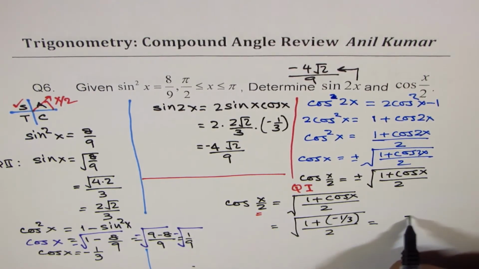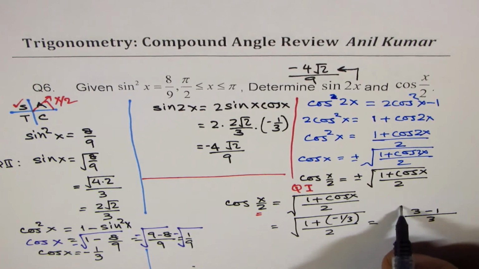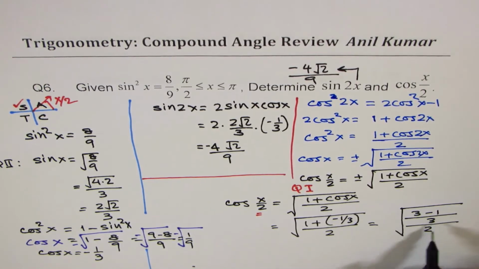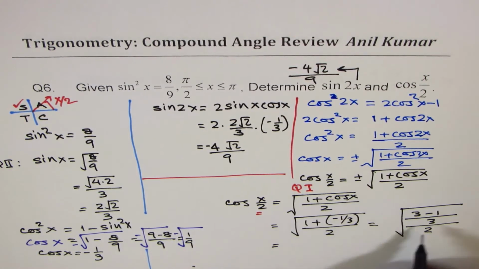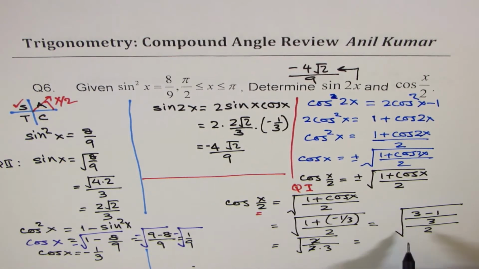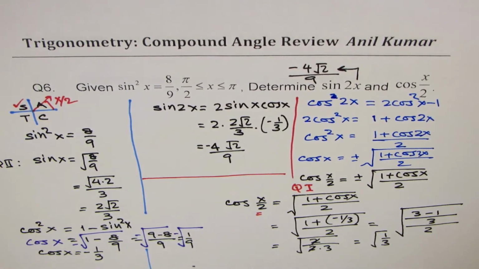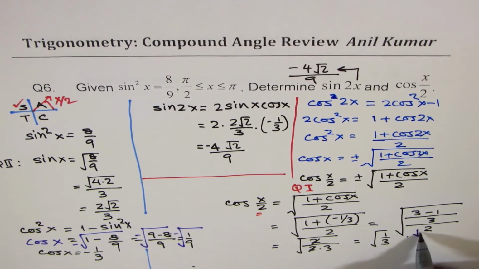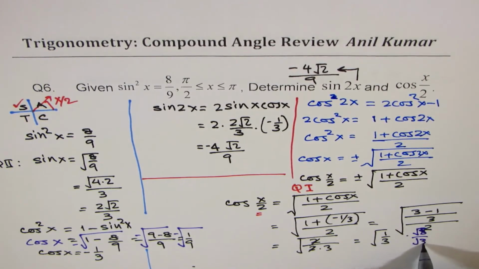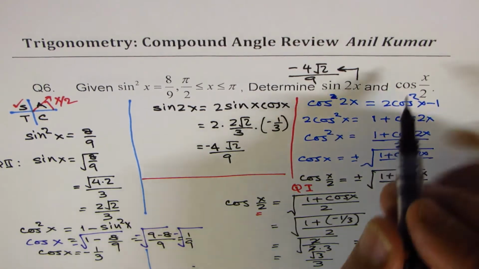Now here we could take a common denominator of 3. So we get 3 minus 1, right, square root, and everything over 2, correct? So that gives you square root of 2 over 3, and 2 and 2 cancel, so we get square root of 1 over 3. Now, it is always good practice to rationalize, so I'll multiply and divide by square root 3 here. So we can write this answer as square root 3 over 3, correct?